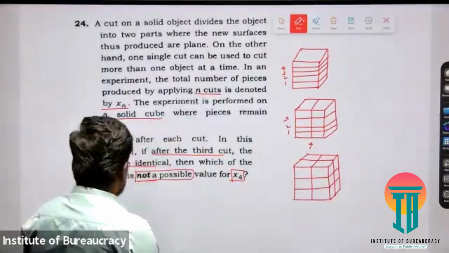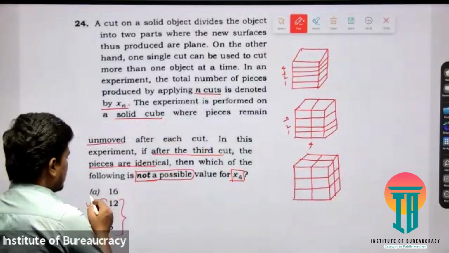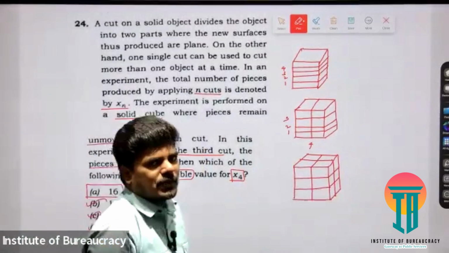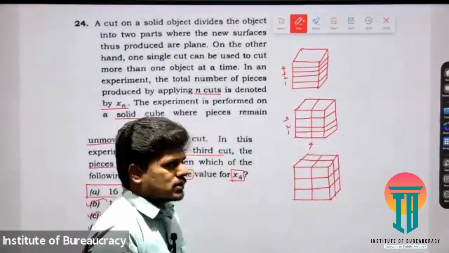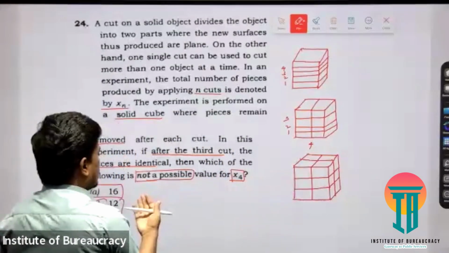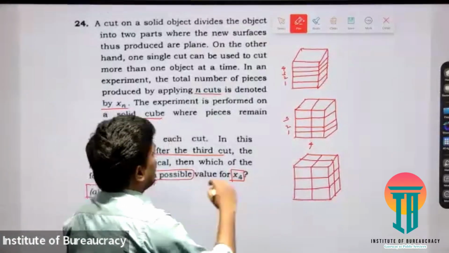So these are possible, we have done. So which is not possible, then the answer for this question is option A. You cannot have 16 pieces with 4 cuts. That's it. So these are possible, I have shown how it is possible. So not possible is 16. So answer for this question is option A.